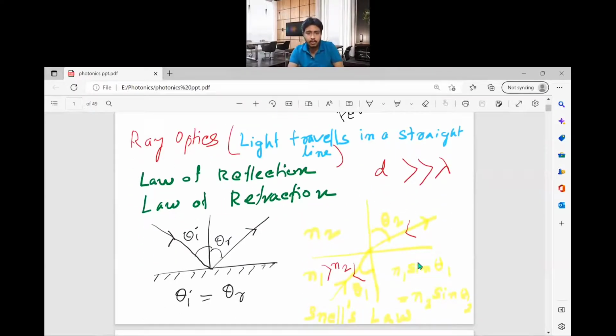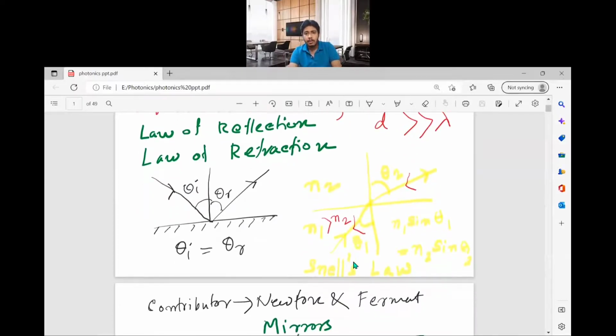Law of reflection means if incident light is incident on a mirror, it will be reflected back, and the angle of incidence will be equal to the angle of reflection, and also they are in the same plane of incidence. This is the law of reflection. The law of refraction is Snell's law: light is incident between two different media with refractive indices n1 and n2, and it changes according to Snell's law, n1 sin theta 1 equals n2 sin theta 2, where theta 1 is the incident angle and theta 2 is the refracted angle. So these two angles are related by Snell's law.